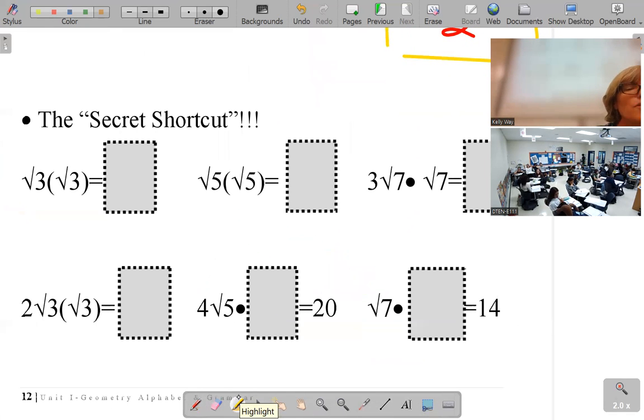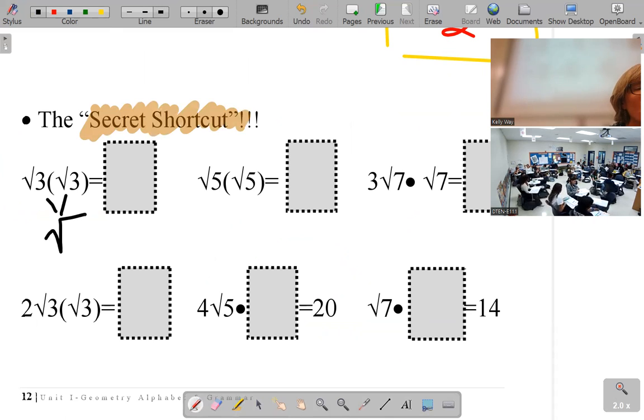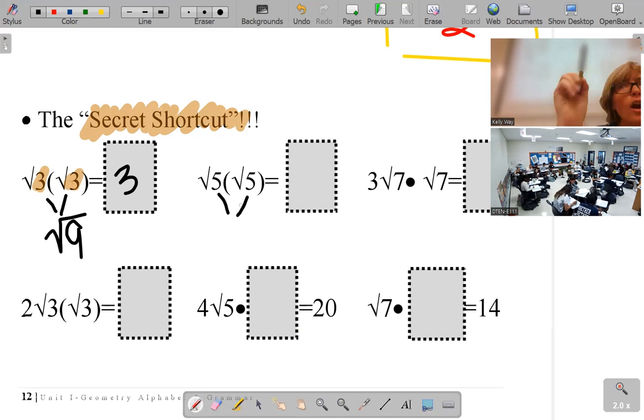All right, the secret shortcuts. You did this in last night's videos. Technically, root 3 times root 3 out loud is the square root of what? 9, which is just what? 3. Go like this, caret it, make a little caret.